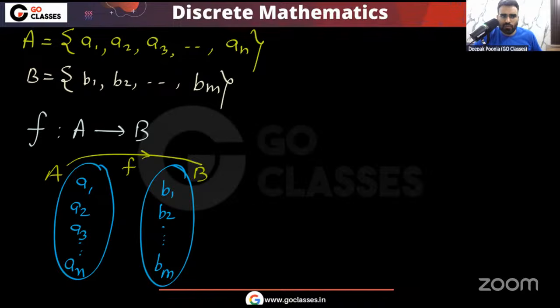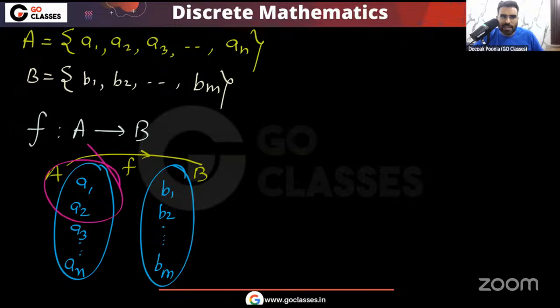Now remember the definition of function. A function from set A to set B is a mapping such that every element of the domain, every element of set A, will map to exactly one element of the codomain. The codomain is B. So this A1 will map to exactly one element, this A2 will map to exactly one element, this A3 will map to exactly one element, this AN will map to exactly one element. Each element of the domain will map to exactly one element of the codomain.